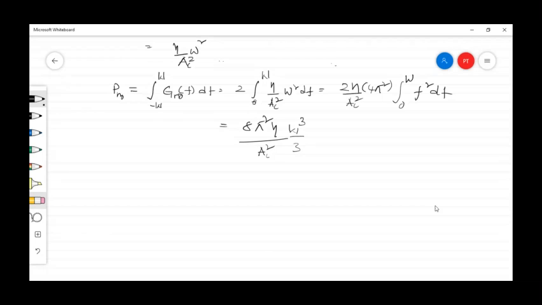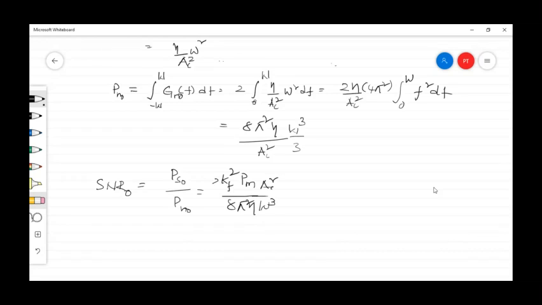Now let us find out the output SNR. Output SNR is simply equal to output signal power to output noise power. How much is the output signal power? We already derived it, but let me write here directly. It is equal to KF square into PM, where PM means the power of the modulating or message signal, divided by this one. When you divide this, 8 pi square eta W cubed into AC square into 3.